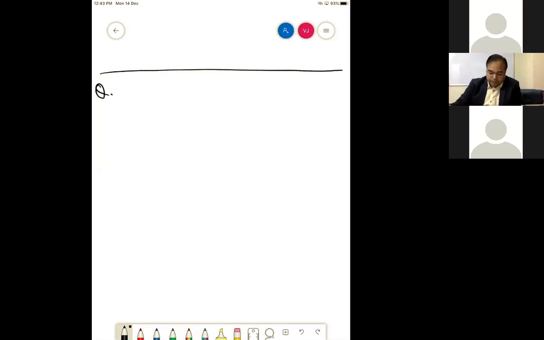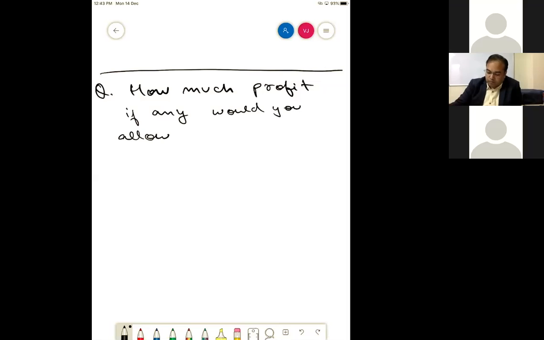Note down the question. What we have discussed today, we will be taking question on that only. How much profit, if any, do you allow to be considered in the following case?